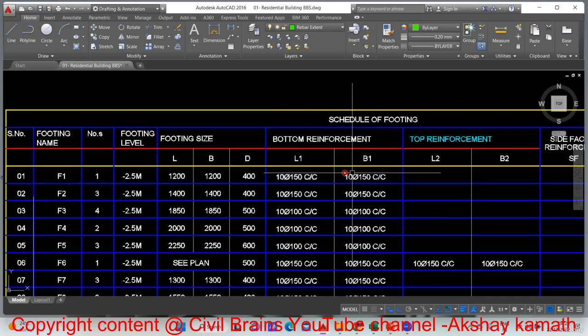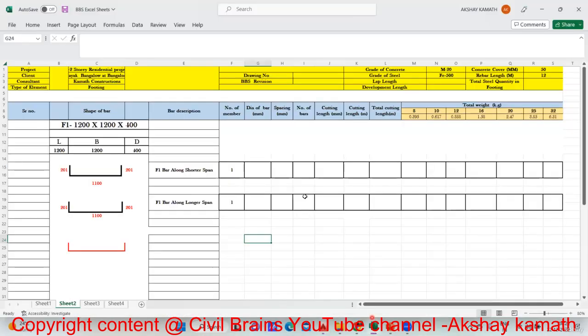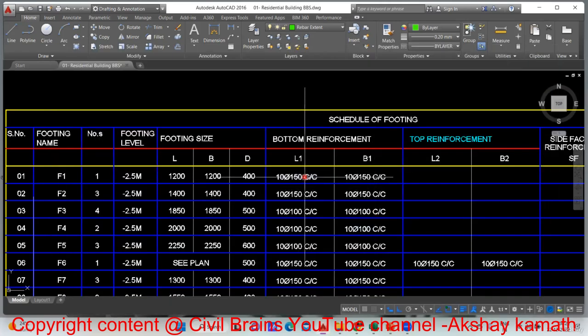So both ways it is 10 diameter, so we don't have a problem. You just write 10 here, and here also you write 10. Okay, and don't try to interlink this. Why? The reason is because here luckily we have the shorter and longer span both 10 diameter.